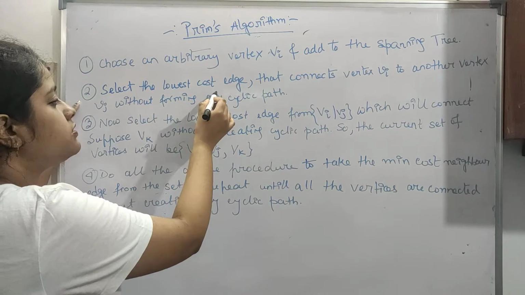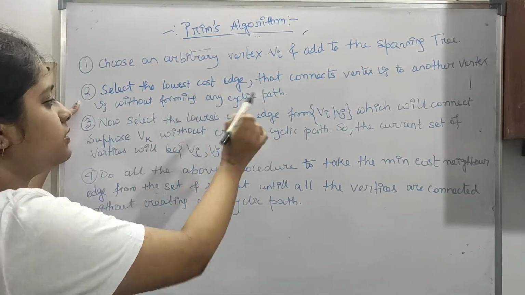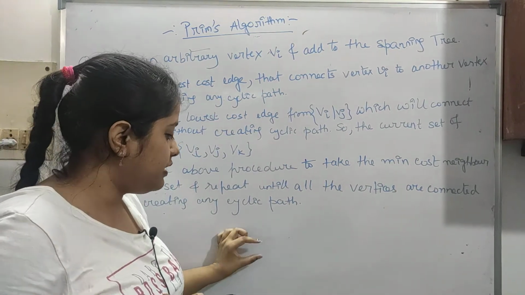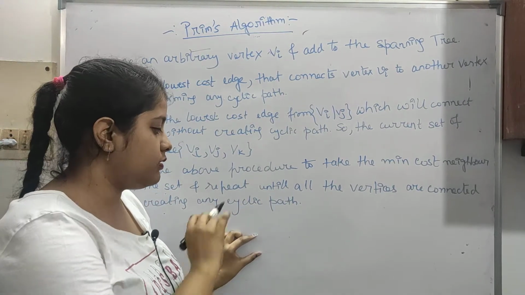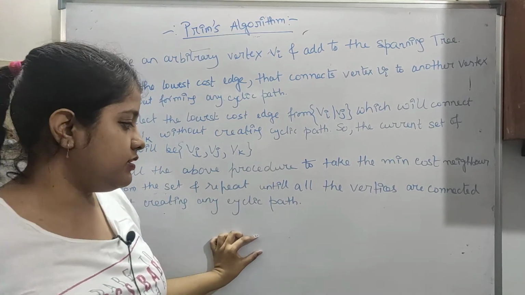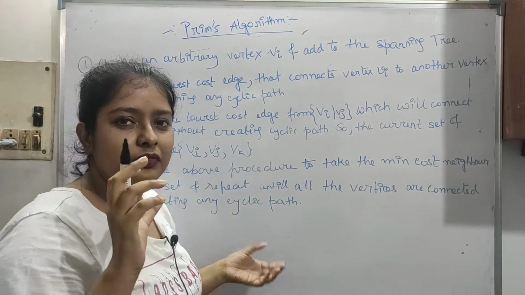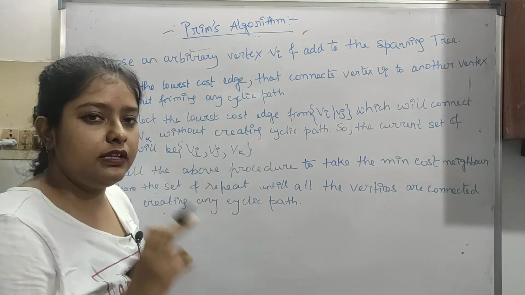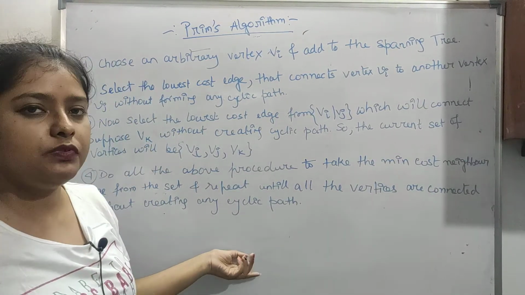Now select the lowest cost edge that connects vertex Vi to another vertex Vj without forming any cycle. From the vertex we have chosen, we have to find the lowest edge, since a vertex may have many edges. We choose the edge containing the lowest weight, and keep in mind that no cycle can be made. A minimum spanning tree will not contain any cycle.